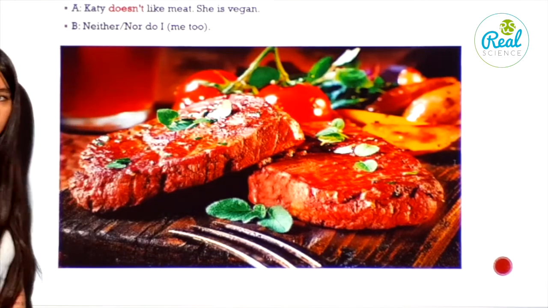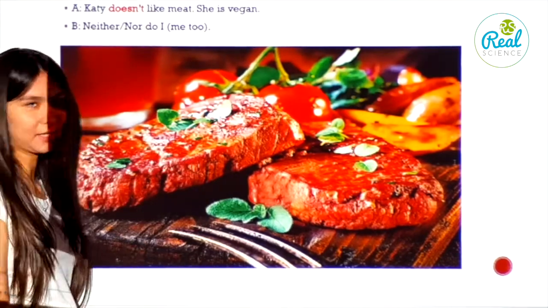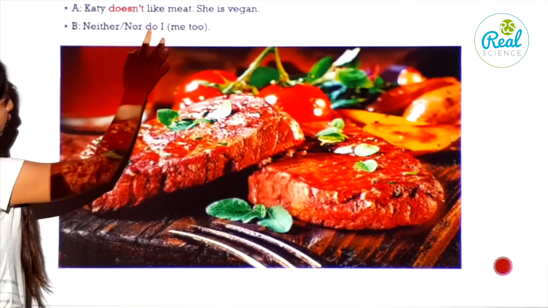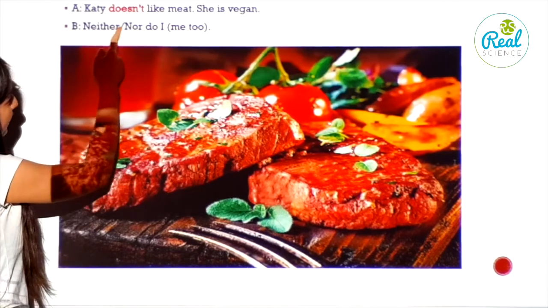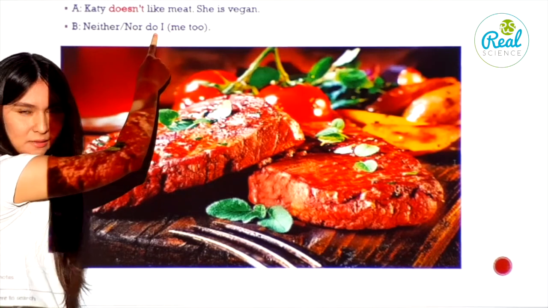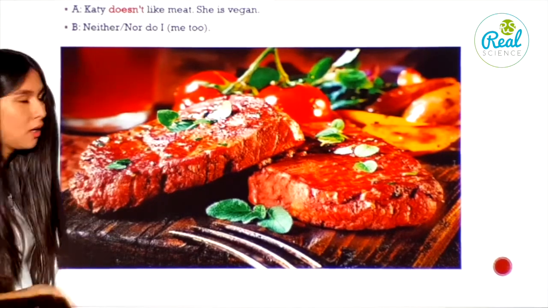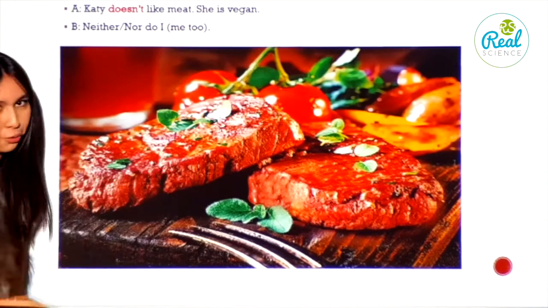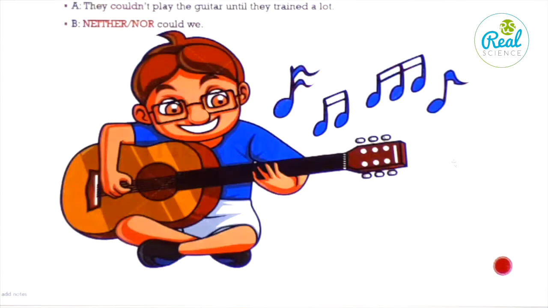So this is the negative statement. Now your friend also, let's say, doesn't like meat, and he or she tells you, neither/nor do I. So here, guys, pay attention. When you use neither/nor, don't use negative statements. So don't say neither don't I. You should put a positive one, neither/nor do I. So this means me too. Here you would agree with a negative statement.